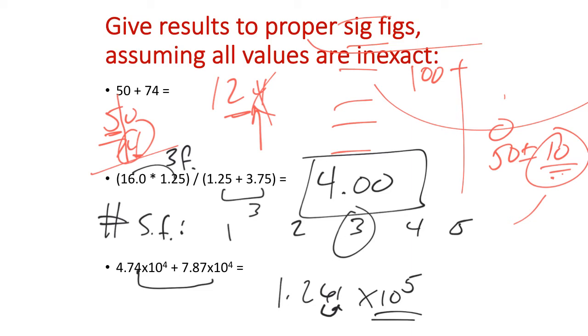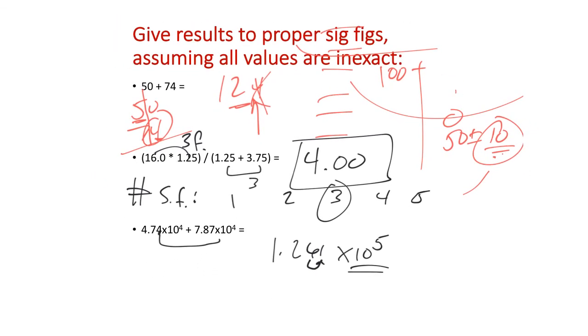Okay, think of it this way. If I gave you a different problem and just said you had 4.74 plus 7.87 without the times 10 to the 4, we would all agree that that should have four sig figs, right? Okay, just because we put the times 10 to the 4 shouldn't change the number of sig figs of the result. So what really changes is, when we change to times 10 to the 5, we're changing the exponent. And that's going to change the placeholder. That's going to change the decimal place.